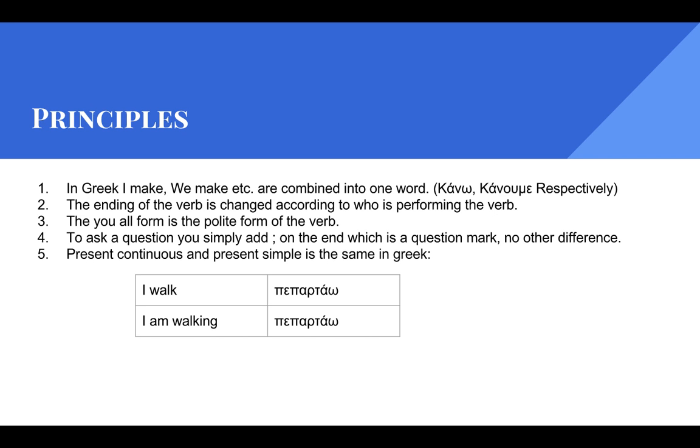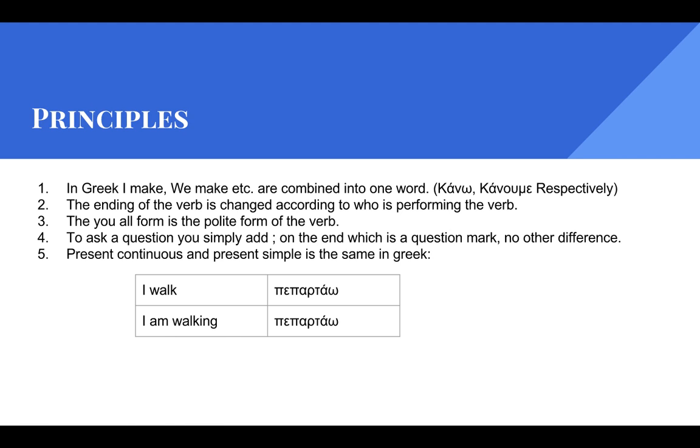So principles again. Same as the last one. You don't have the two words, I and then make. You can just put it into one word. So for example, kano. The ending of the verb is changed according to who's performing the verb. So again, kano, I do, kanome, we do, the ending changes. The you all form is the polite form of the verb, so that would be kannete.